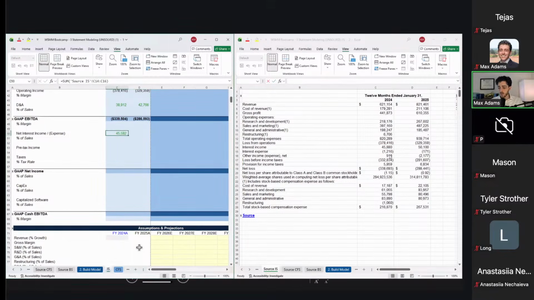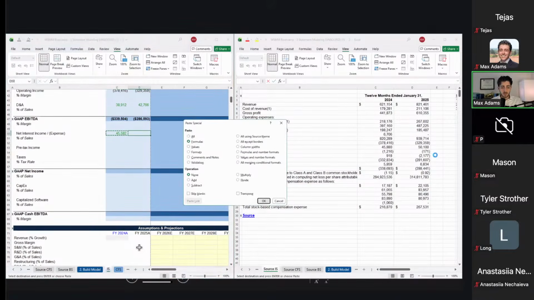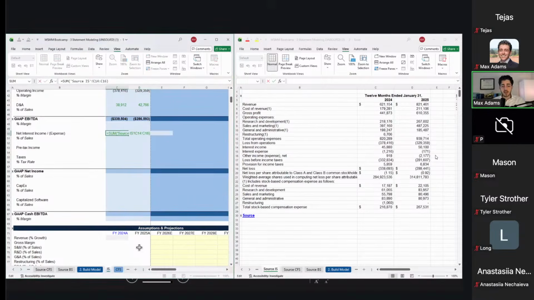And so basically we've got about $46 million of net interest income and expense. I'm going to copy over that formula. And so this formula again is lines 14 to 16 over here on the income statement. And once we take that into account, that's basically going to be net interest income.